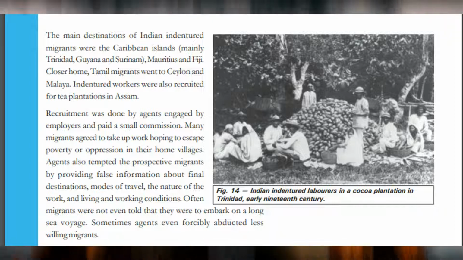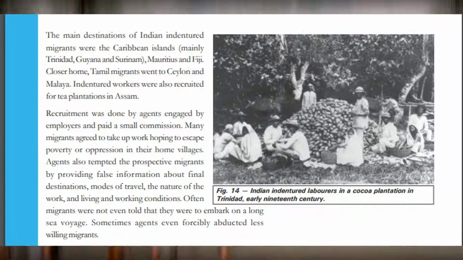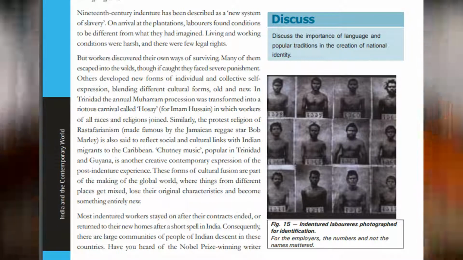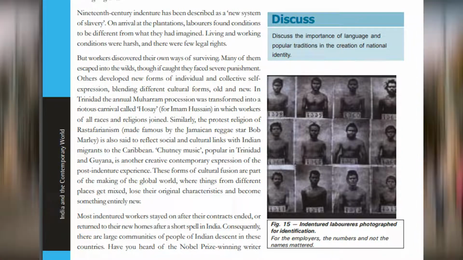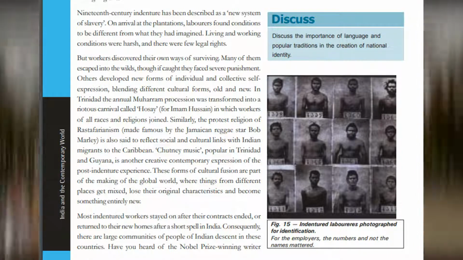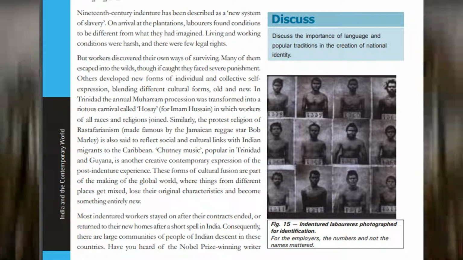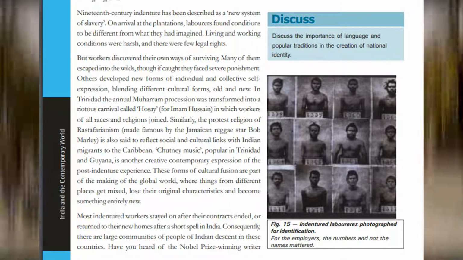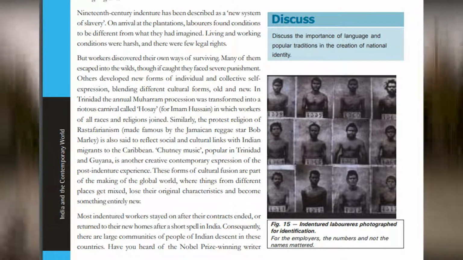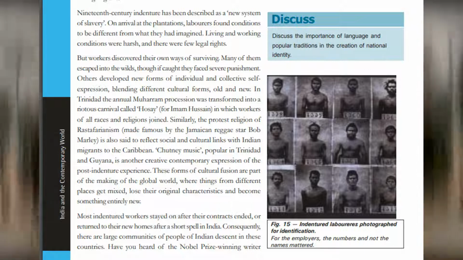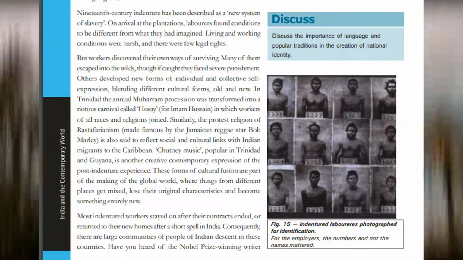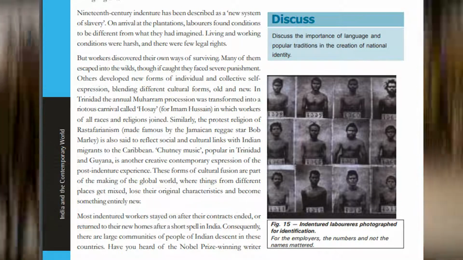Fig. 14 Indian indentured laborers in a cocoa plantation in Trinidad, early 19th century. 19th century indenture has been described as a new system of slavery. On arrival at the plantations, laborers found conditions to be different from what they had imagined. Living and working conditions were harsh, and there were few legal rights. But workers discovered their own ways of surviving.